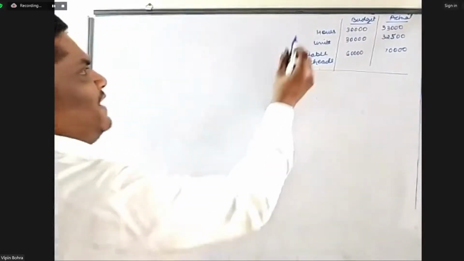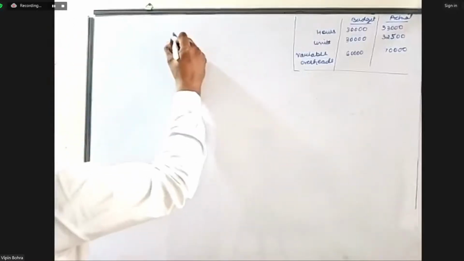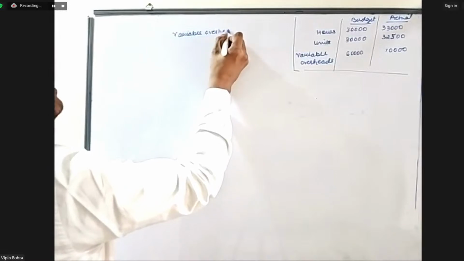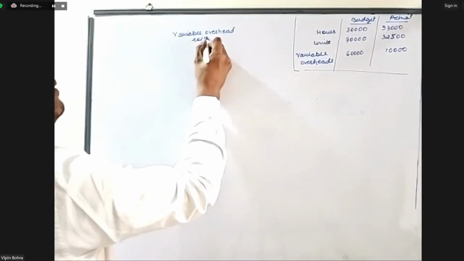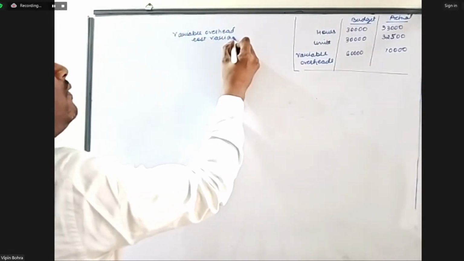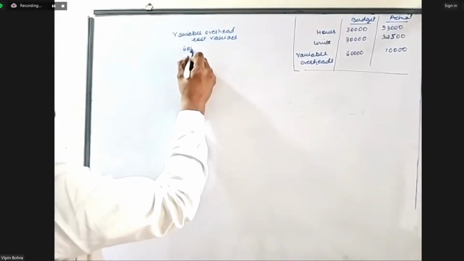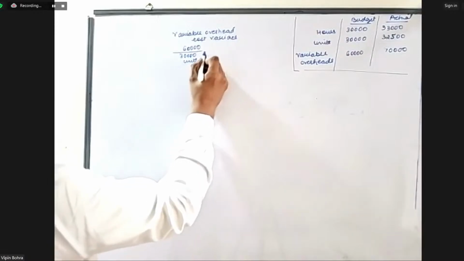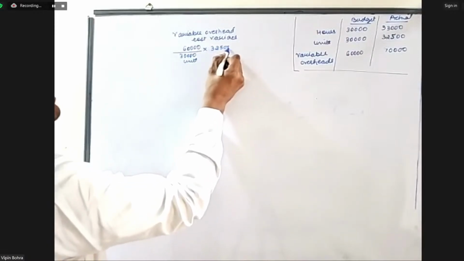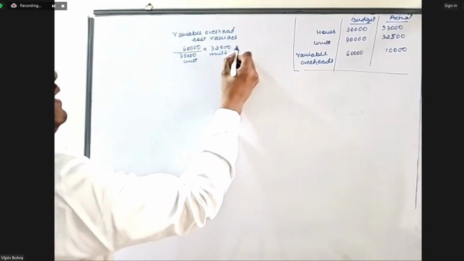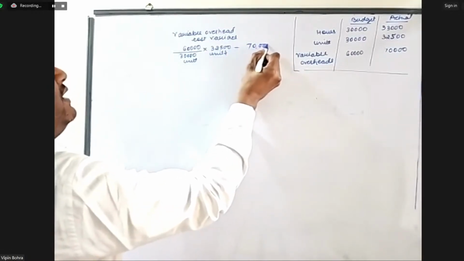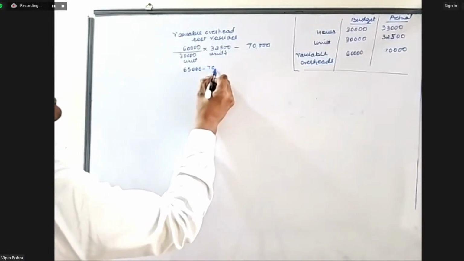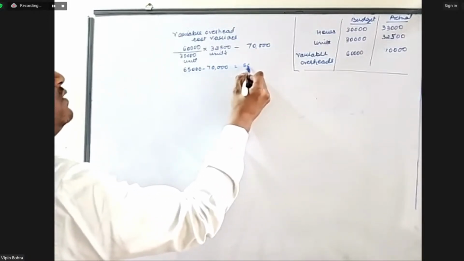So the same way we have calculated the fixed overhead cost variance, we'll calculate variable overhead cost variance. That is 60,000 overheads for 30,000 units. So for 32,500 units, how much? 65,000. Minus the actual variable overhead, that is 70,000. So this is 65,000 minus 70,000. So this is 5,000 adverse.